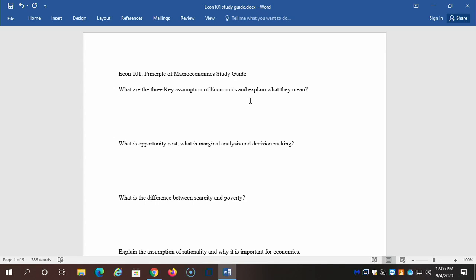In order to make 1 rice cake, you have to give up 2 seaweed salads. Now for Japan, the opportunity cost for the salad is going to be the reverse of this. It's going to be 3 divided by 6, or 1/2.